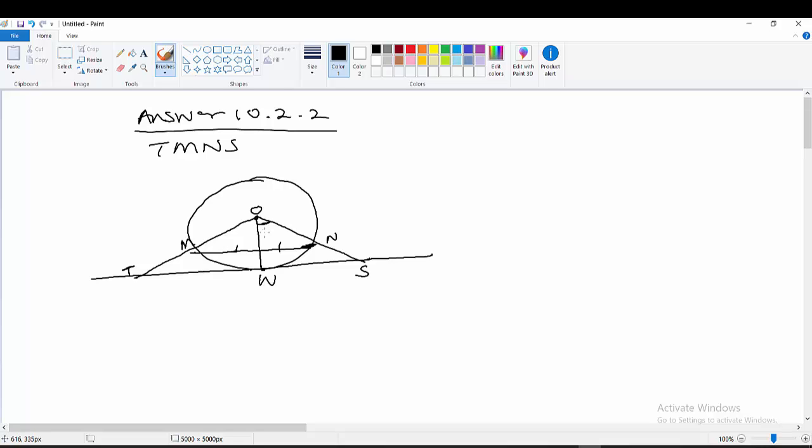This angle is 2, this angle is 1. This angle M is 1. And angle M is 1 also, while angle N is also 1. Now, let us assume that M1 is the same thing as N1 because they are isosceles triangles. This side is equal to this side. This side is equal to this side.